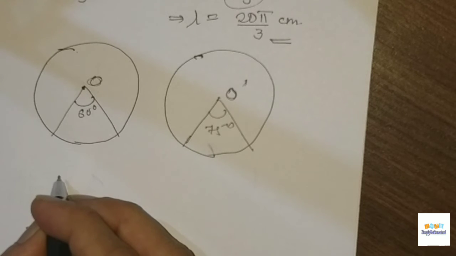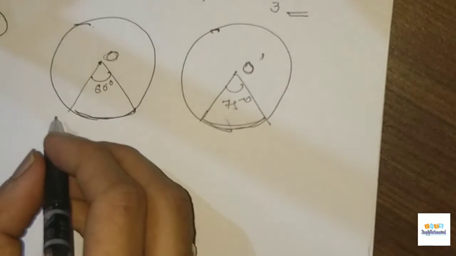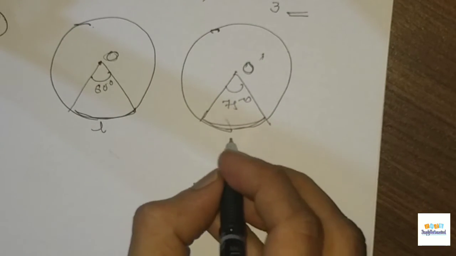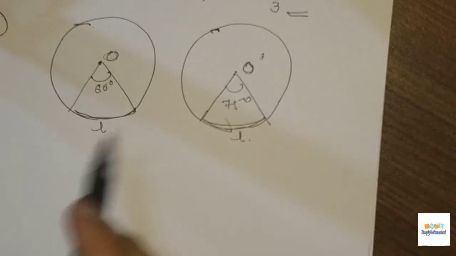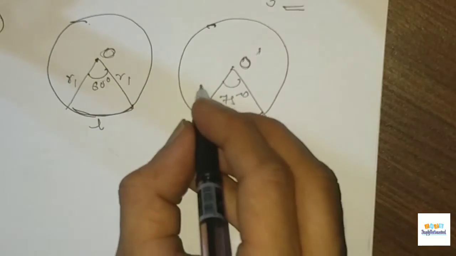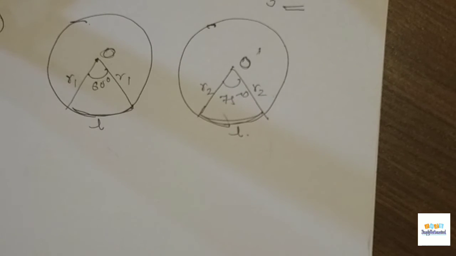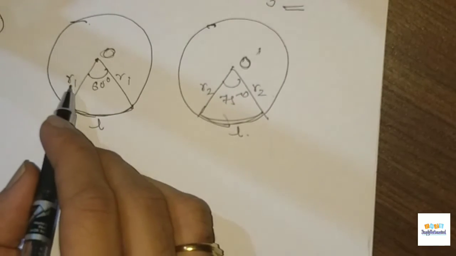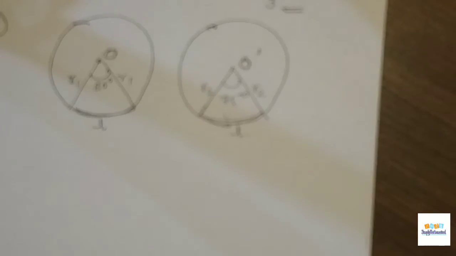And the arc length here will be L, and here also it will be L, because the arc lengths are given to be equal. They say that in two circles arcs are of the same length, so L and L. And let us call this radius R1 and the radius of the second circle R2. Let us take it like that.